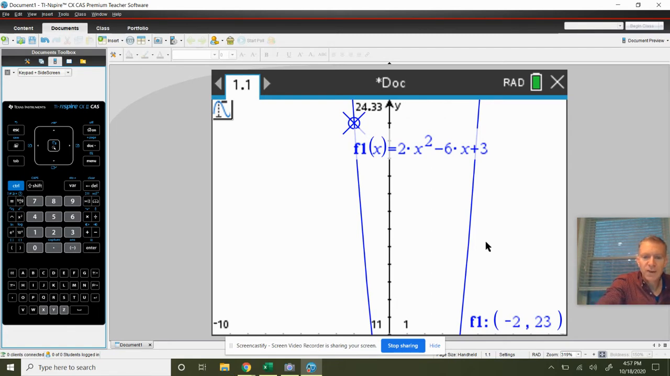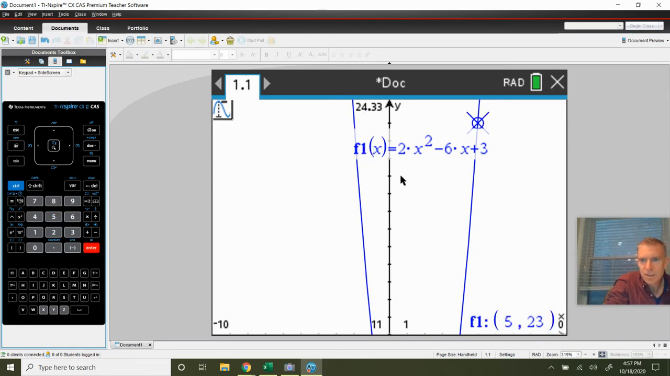Now let's plug in the other one. We wanted f of 5, so let's plug in a value of 5. You're just going to type in 5, hit enter, and you can see our y value is there, 5 comma 23. You can see that down here at the bottom of the screen. That's the easiest way to quickly plug these in if you wanted to do these with your calculator and see what this actually means.